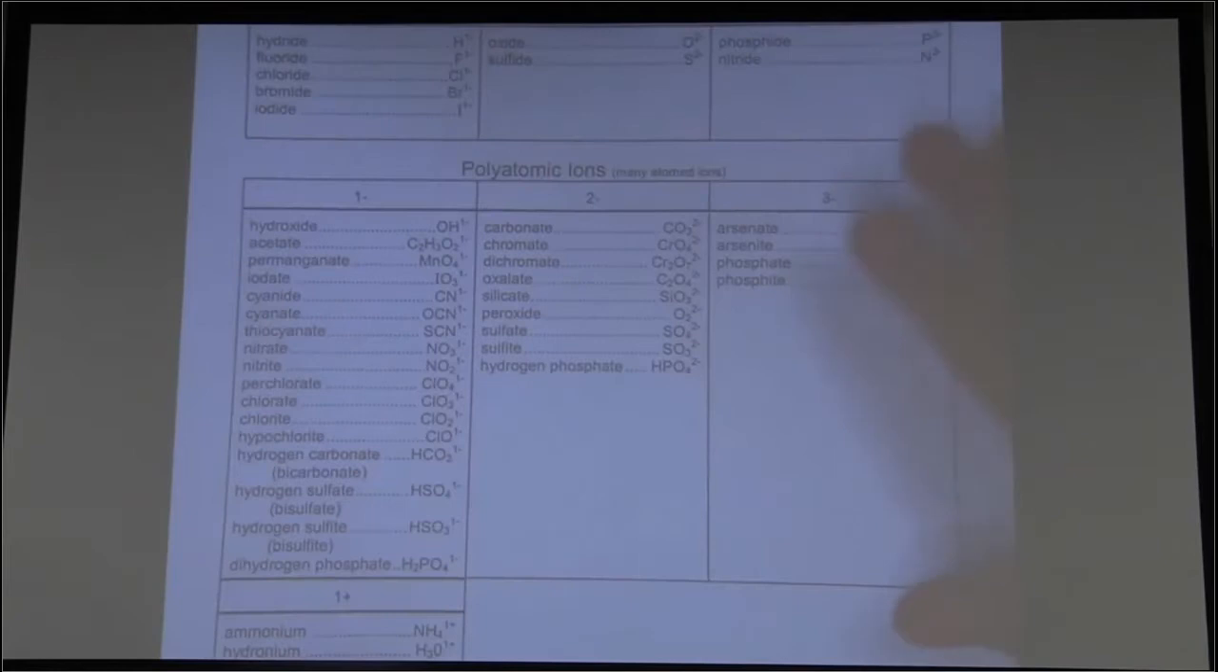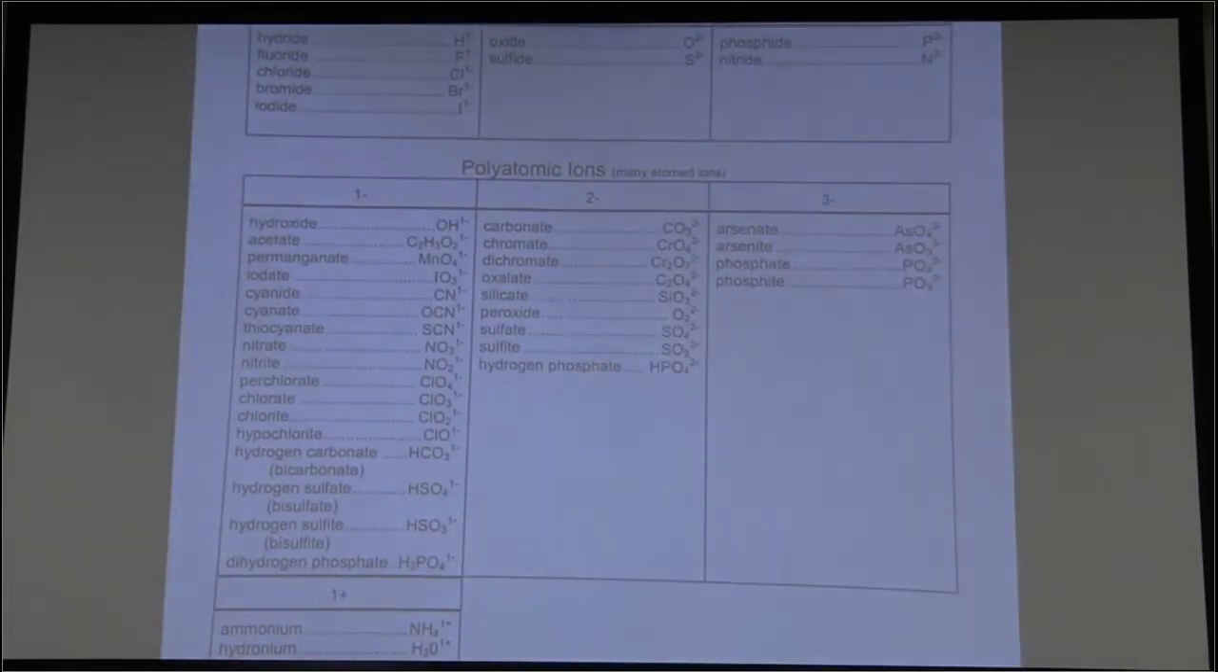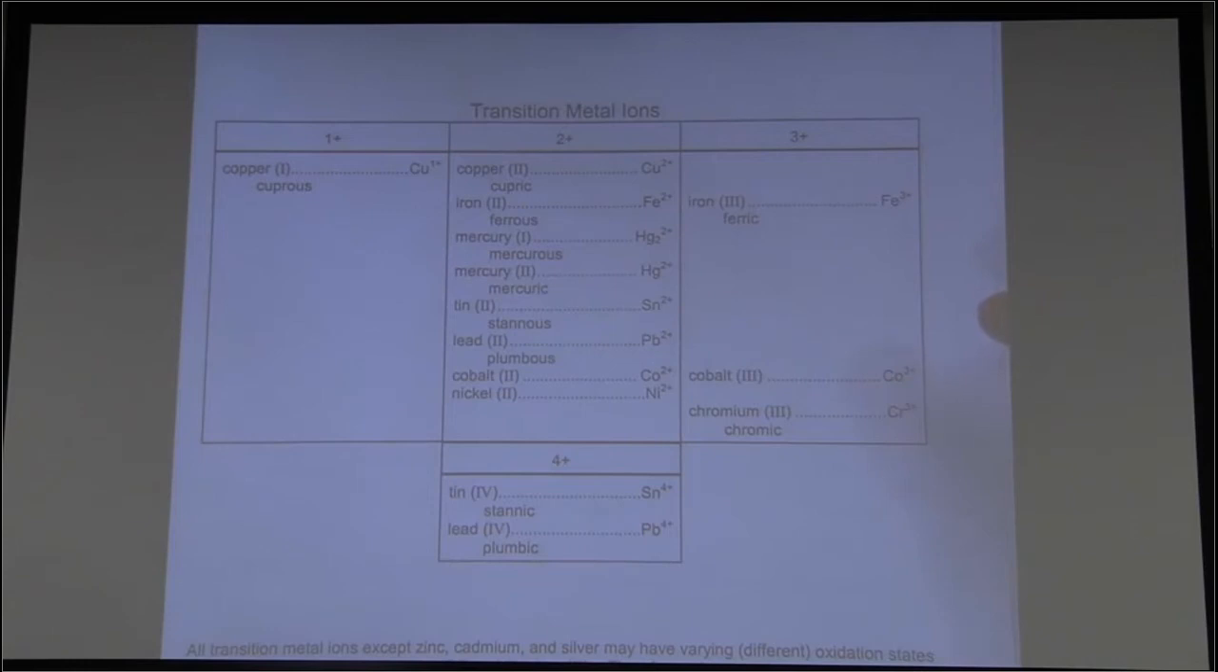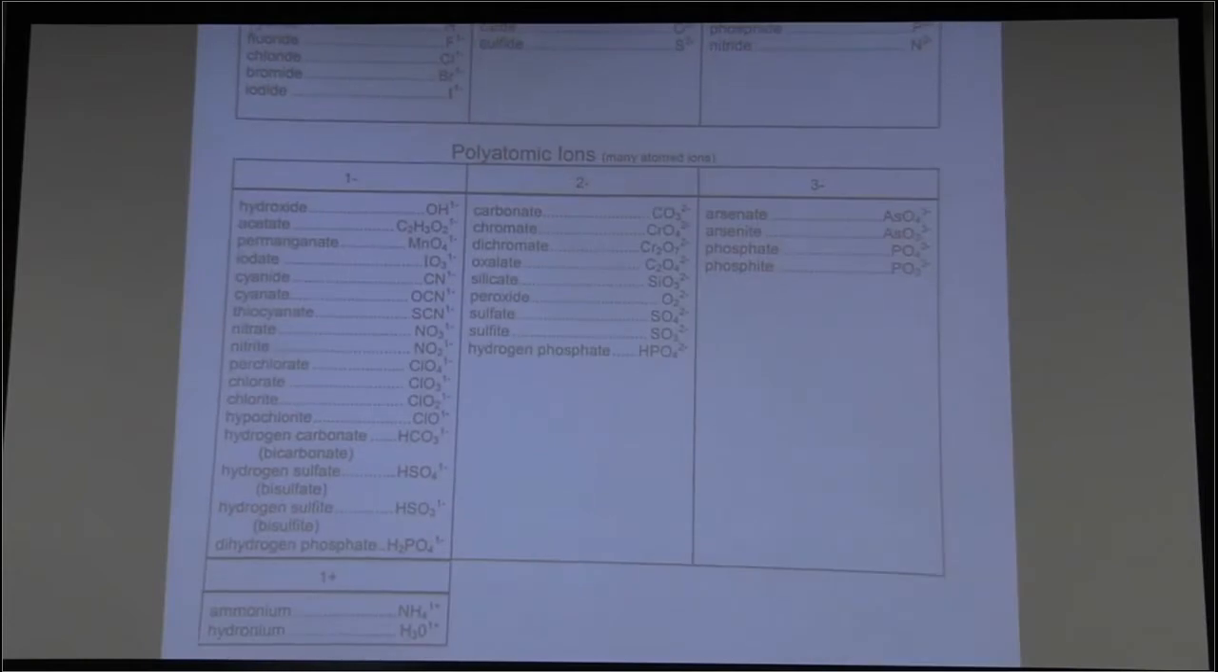The bottom part, however, the polyatomic ions, these are straight memorization, and I'm going to give you some hints on that. And then the back side, which is the transition metal ions, is also straight memorization. So I'm going to give you hints on both of these, on how to memorize these. So what I want to start with are these polyatomic ions.